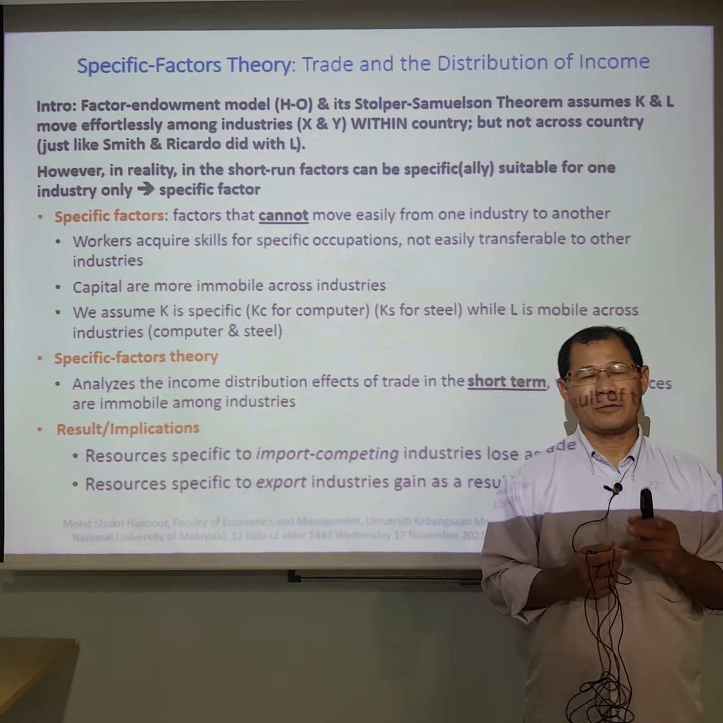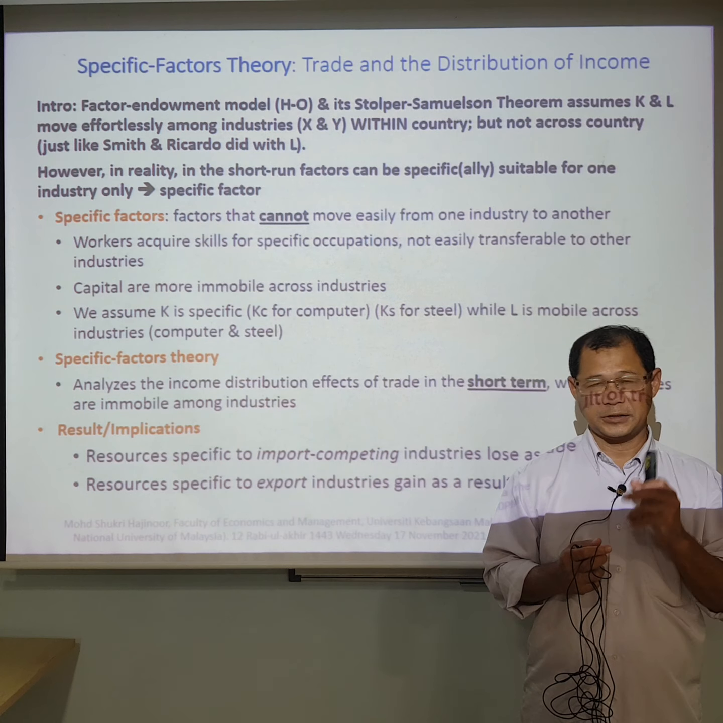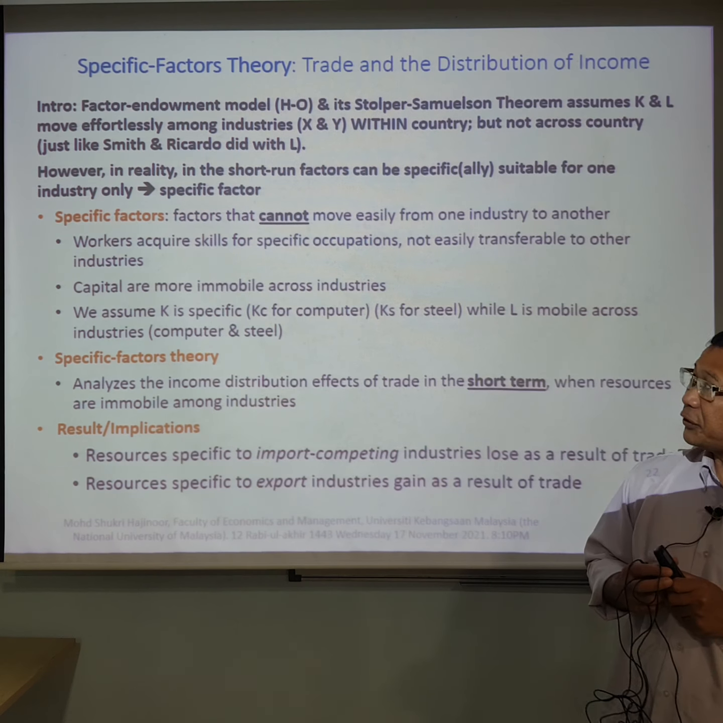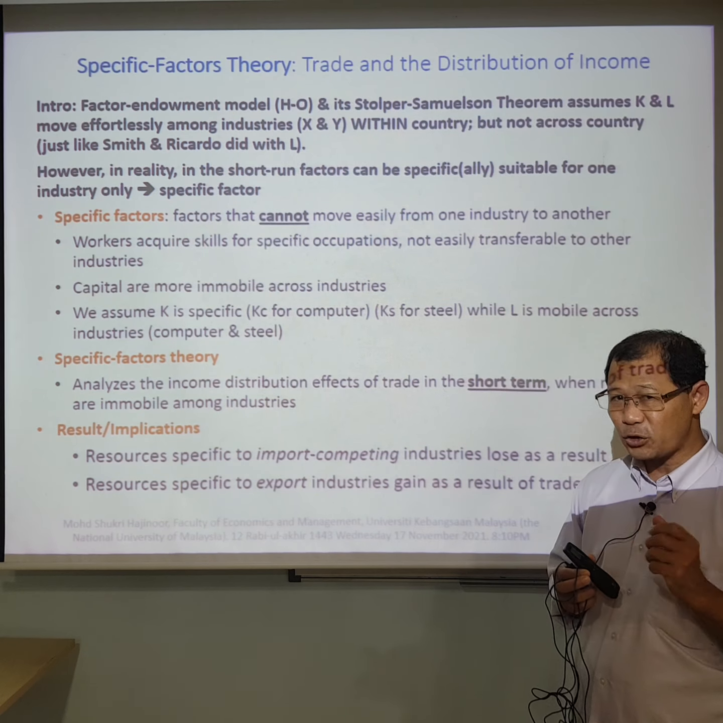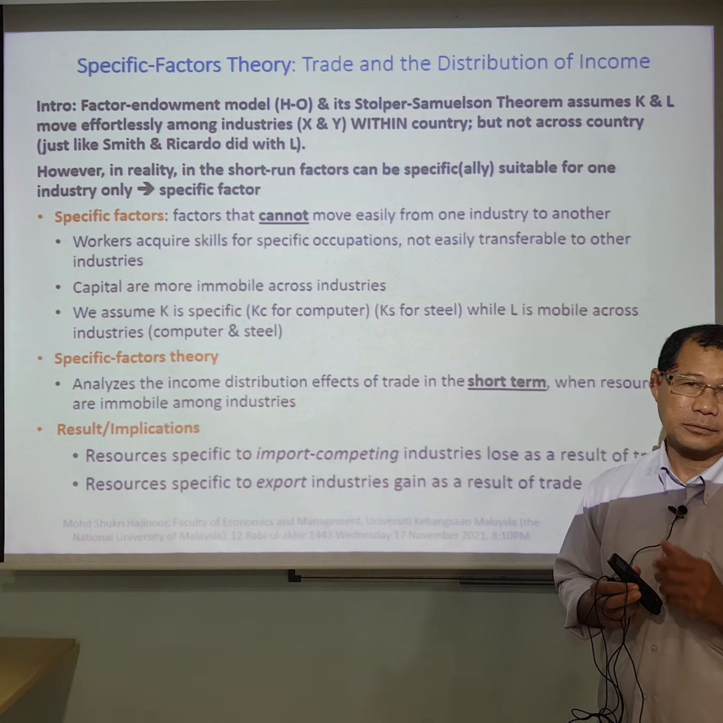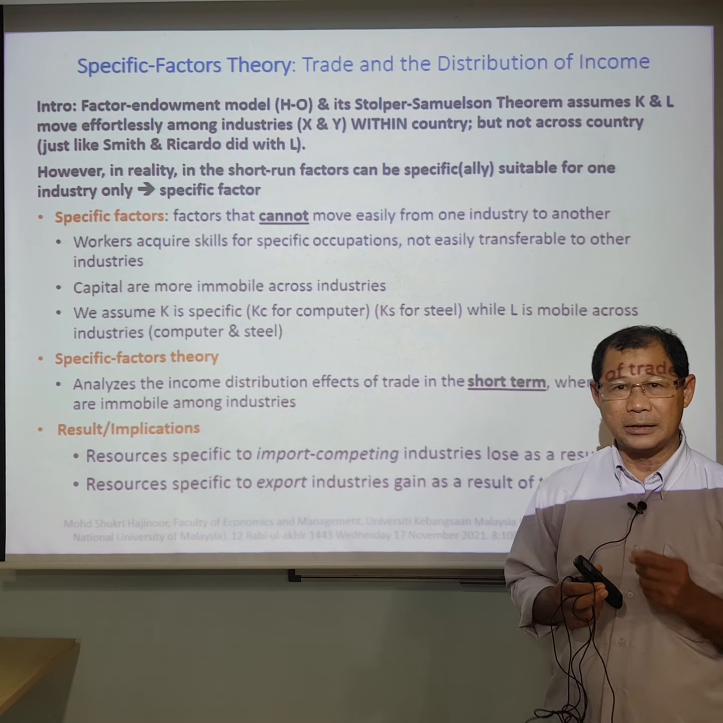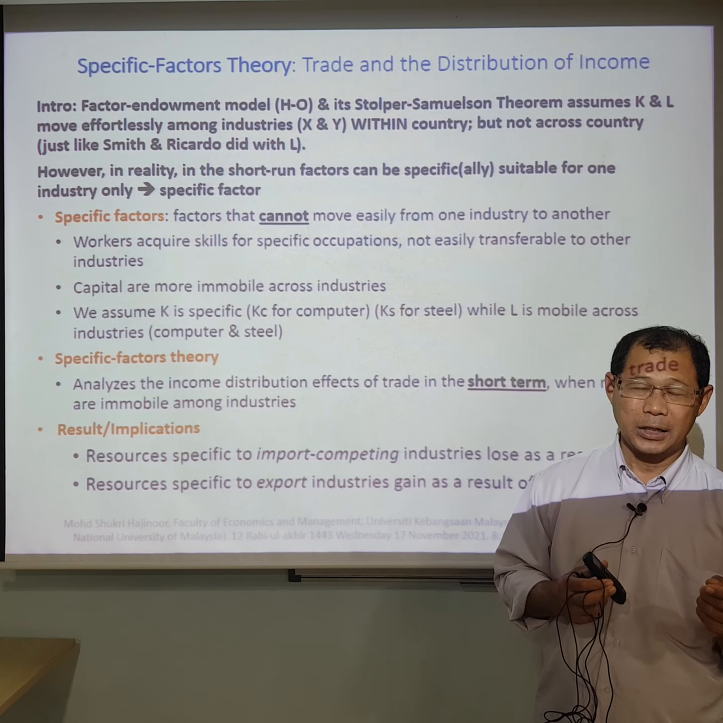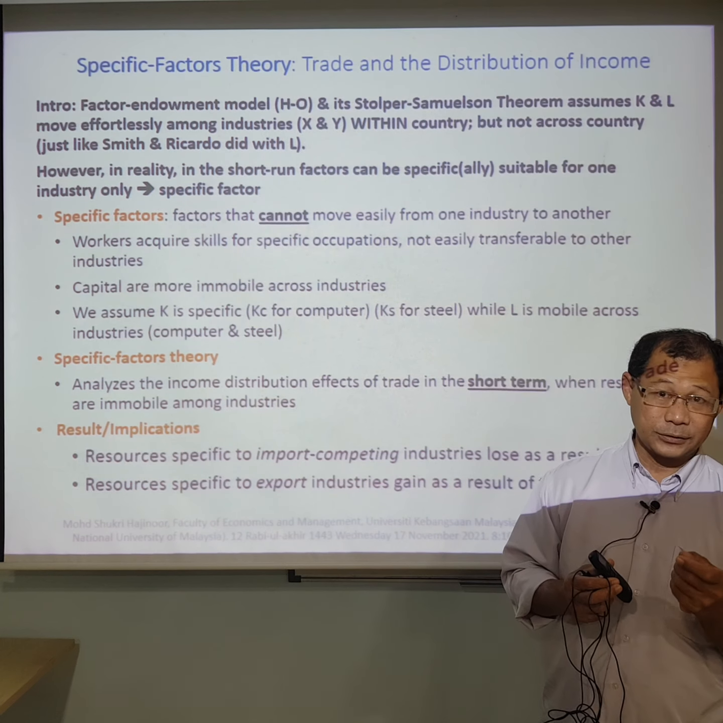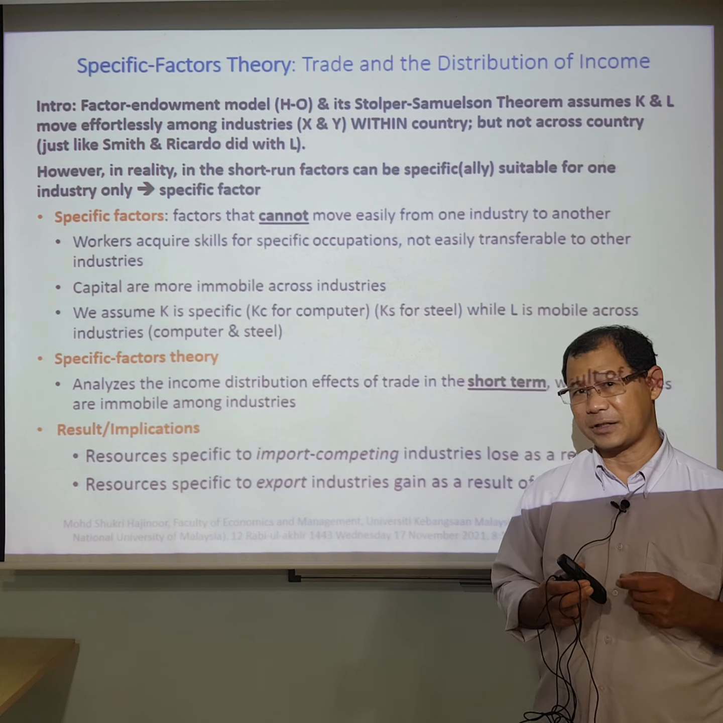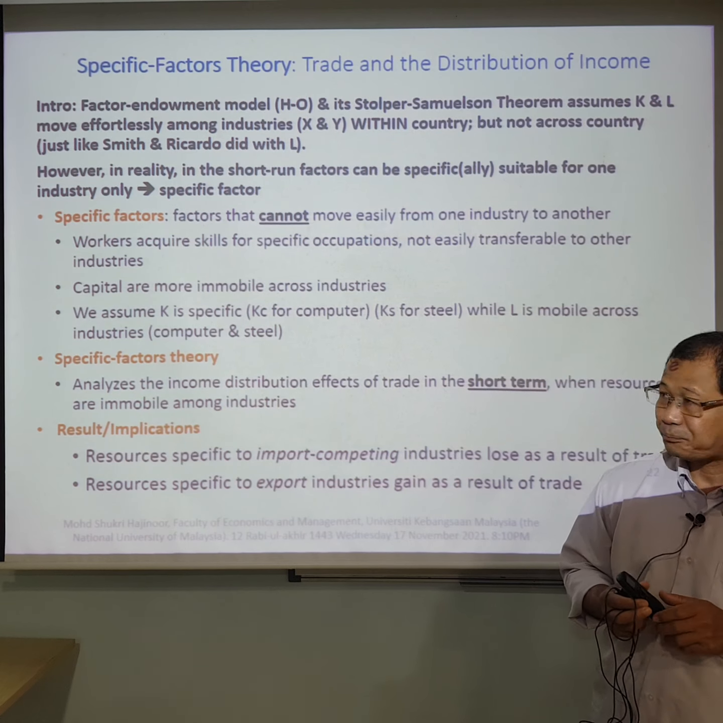Today, we're going to learn about the factor-specific theory within the theory of international trade. Introduction. The factor endowment model of Heckscher-Ohlin and the Stolper-Samuelson theorem both assume that K and L, capital and labor, are mobile, can move from industry X to industry Y or from industry Y to industry X within the same country, but not outside of the country, just like Smith and Ricardo did with the one factor L.